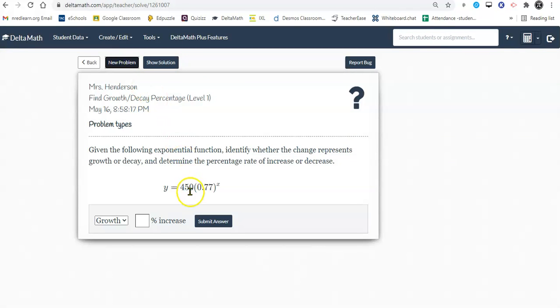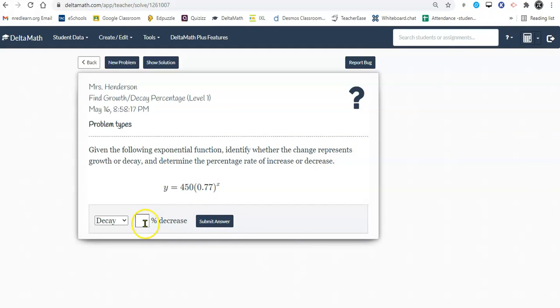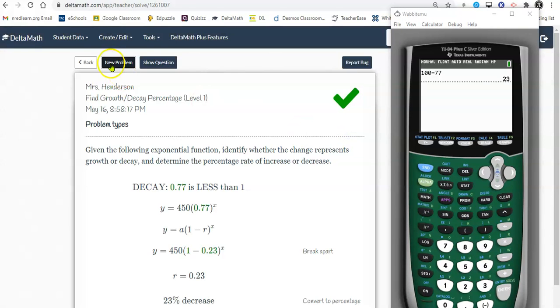Let's try another one. This time, my rate of change is less than 1. So that is decay. So what I would need to do now is I would need to subtract this number from 100, because it says I only have 77% this time. So that means I had a decay of 23%. Because 0.77 is 0.23 lower than 1. So a 23% decrease. Yep, 23% decrease.